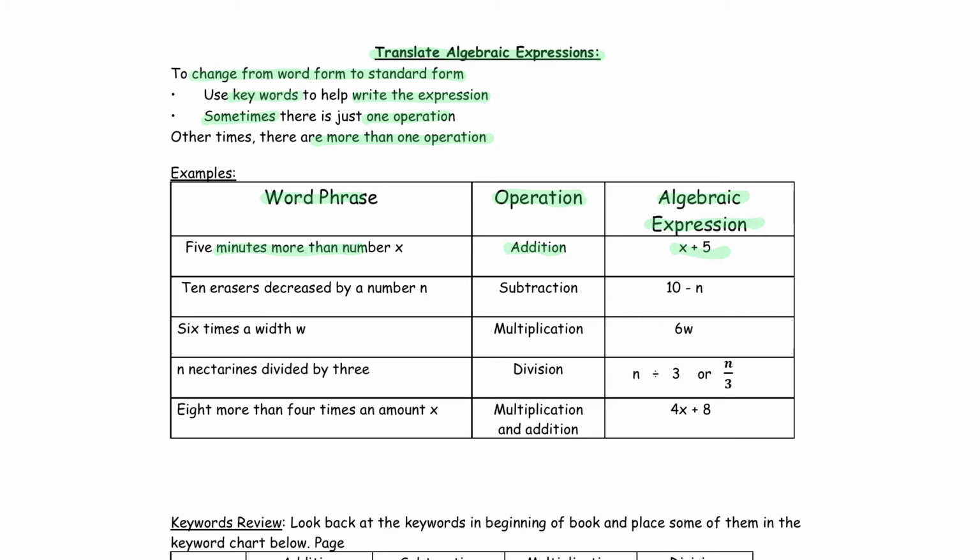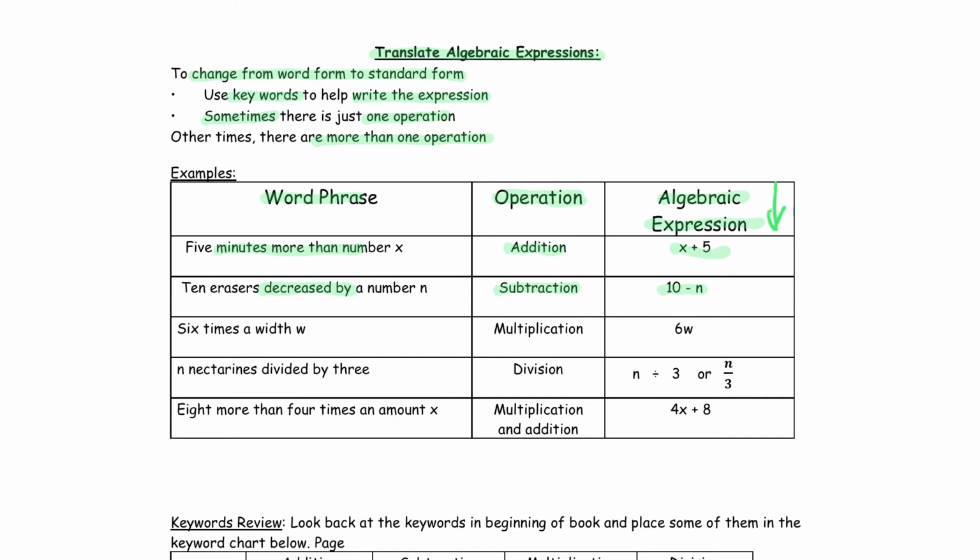10 erasers decreased by, key words there, decreased by a number N. What operation does that sound like to you? That would be subtraction. And that would look like 10 minus N. 10 erasers decreased by a number N, 10 minus N. The algebraic expression, this column here, is going to be your translation column.